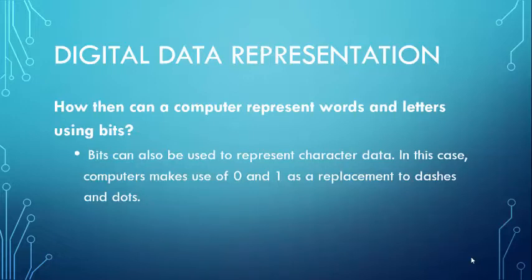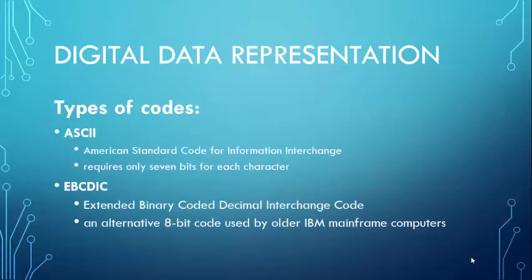How then does a computer represent words and letters using bits? Bits can also be used to represent character data. It is analogous to Morse code that uses dots and dashes to represent letters in the alphabet. In this case, computers make use of 0 and 1 as a replacement for dots and dashes. There are different types of codes.